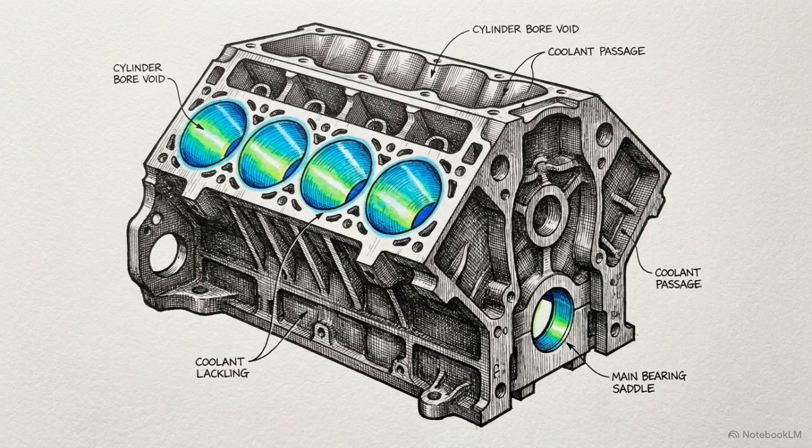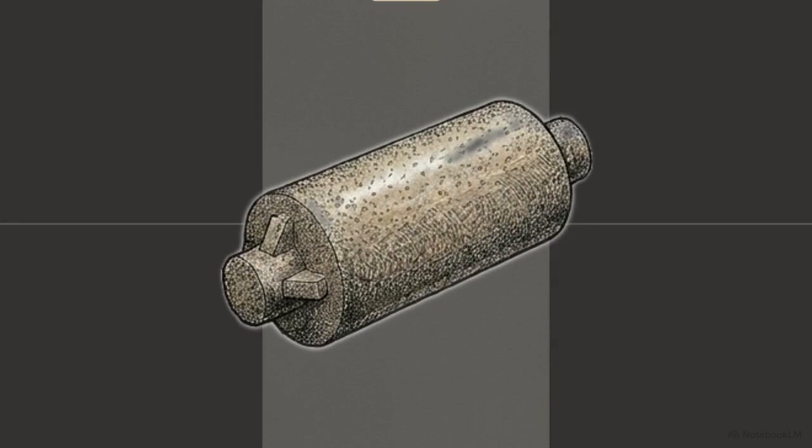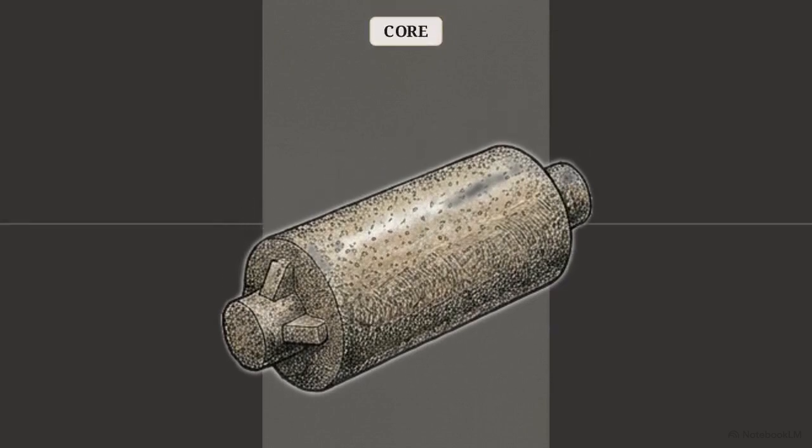If the final cast object requires an internal void, like the cylinder bore in an engine block, we face a new physical challenge. We introduce a core. This is a pre-baked block of sand placed inside the cavity to physically block liquid metal from filling that specific area. However, the core cannot hover in midair. Left unsupported, gravity pulls it to the floor of the empty cavity.